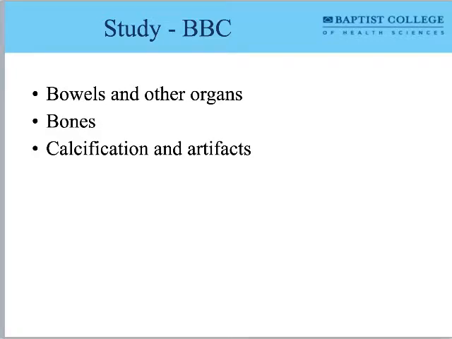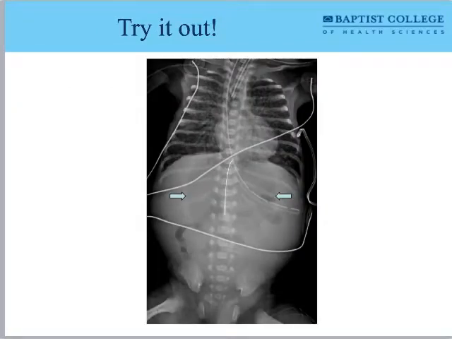So an easy mnemonic to remember how to look at abdomen x-rays is just BBC, which stands for bowels and other organs, bones, and then calcifications and artifacts. So bowels, bones, calcifications, that's the order that we'll go through during this presentation. So first, go ahead and try this one out for yourself. Let's look at this picture and apply the BBC method.